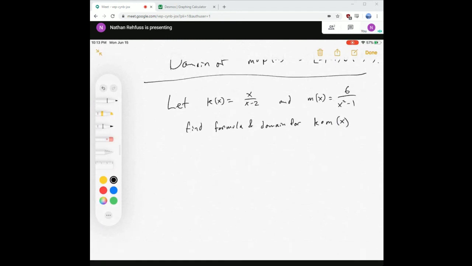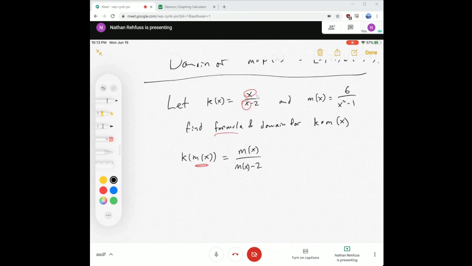So first I'm going to try to find the formula. That means this is k of m of x. So I'm going to take m, and I'm going to plug it in wherever x was in the definition of k, here and here. So k of m of x is m of x over m of x minus 2.